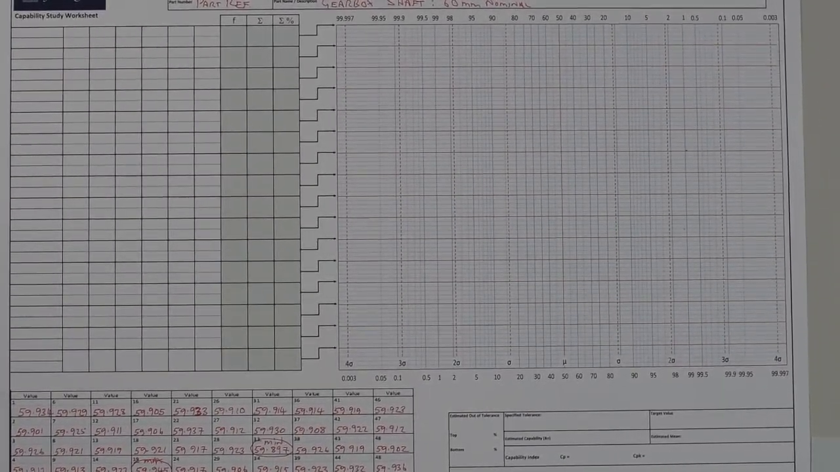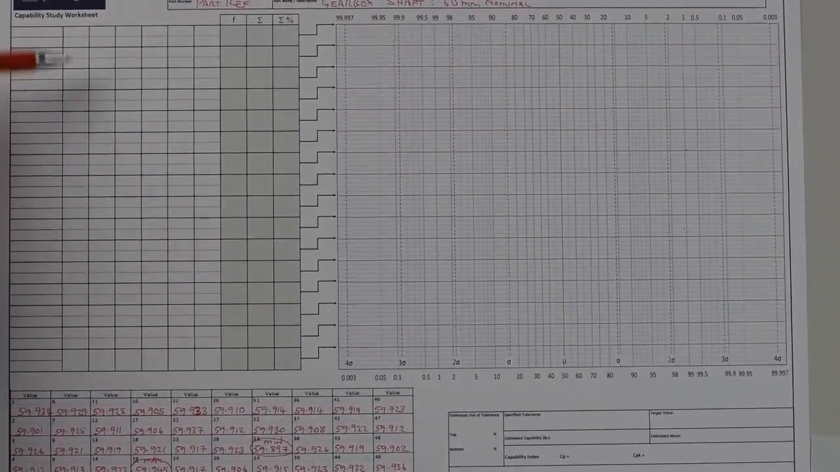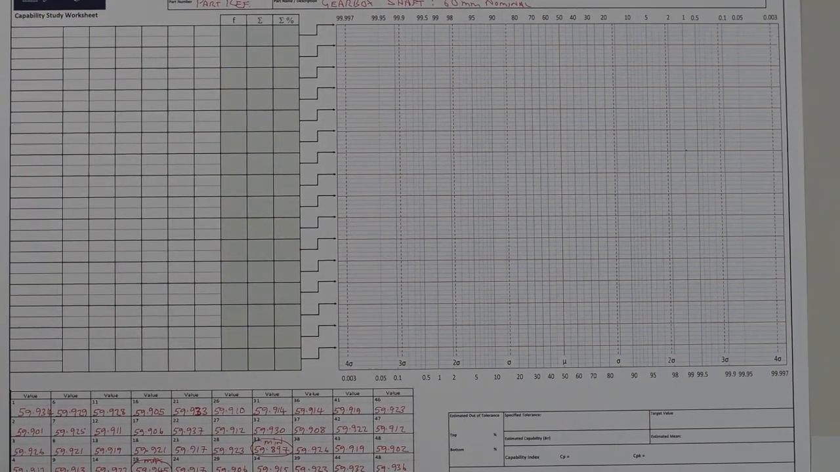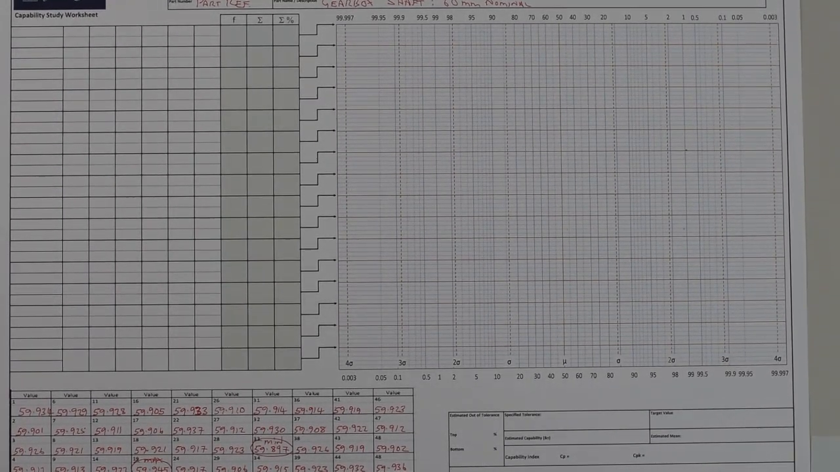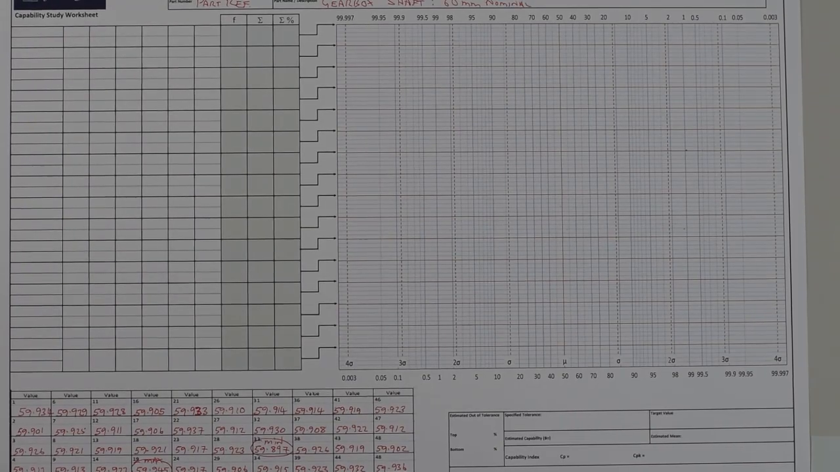You now have to decide on a scale to record the histograms along the vertical grid on the chart. So I've decided that my minimum scale will be from 59.86 until 59.87, and my maximum scale will be 59.96 and 59.95. So we'll write the scales into the capability work chart.